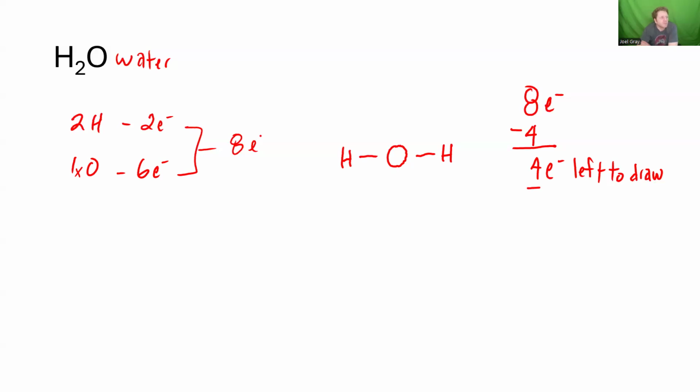So these remaining 4 electrons, where do they need to go? Well, I'm going to put them on my oxygen. Now, with that in mind, oxygen is in good shape. It's got 8 electrons surrounding it, so oxygen has a complete and satisfied octet. So this is a good preliminary structure.